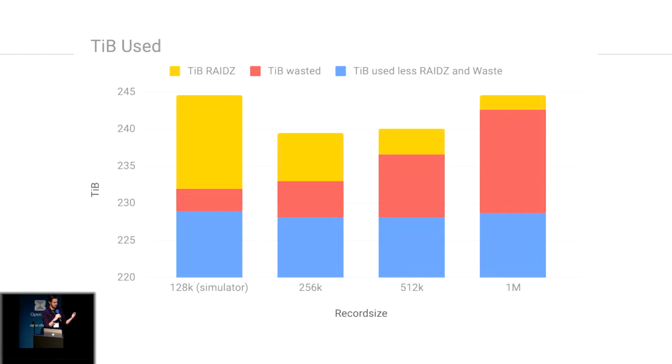Since we were still under the assumption that the last record in a file, if it goes over record size, would be a full record, that space was tallied as wasted. And the RAID-Z capacity, if you look at it, is totally wrong. This is not accurate based on the assumptions that we had taken previously.